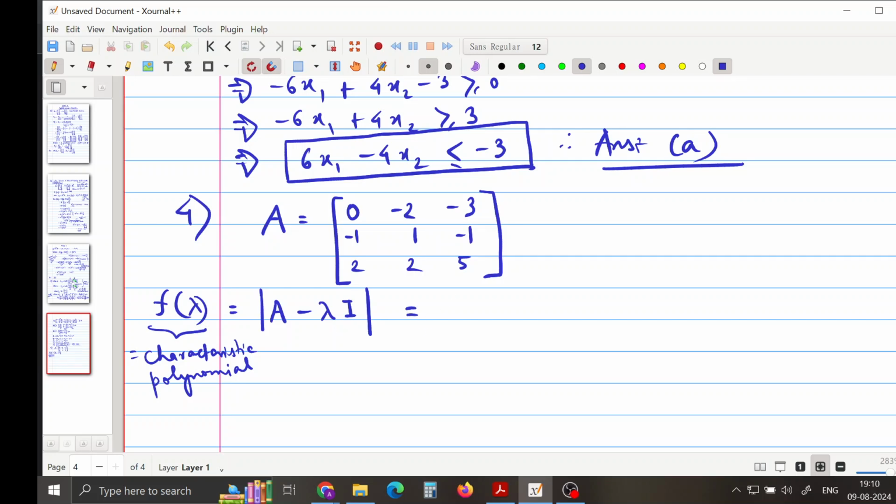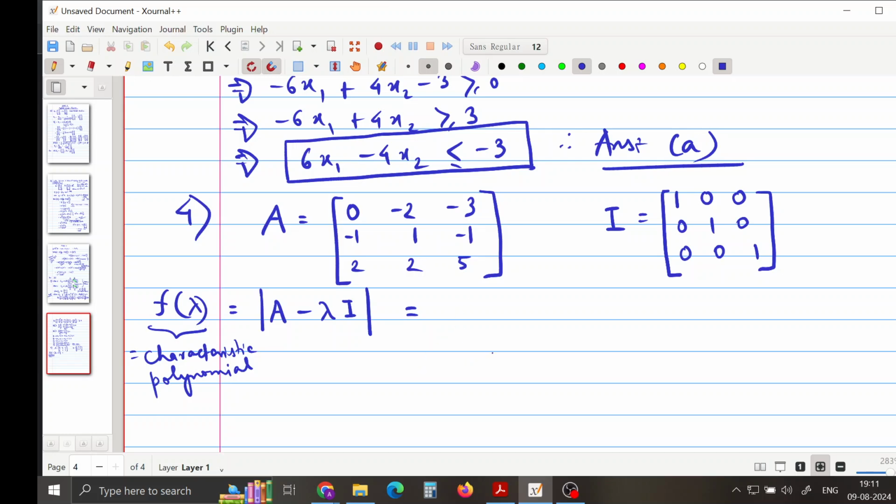So what is identity? The identity matrix, in this case A is 3 cross 3. For it to make sense dimensionally, you have to take identity of the same size. So your identity matrix must also be of size 3 cross 3, which is 1 0 0, 0 1 0, 0 0 1. So what is this A minus lambda I?